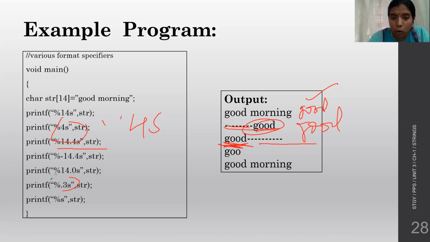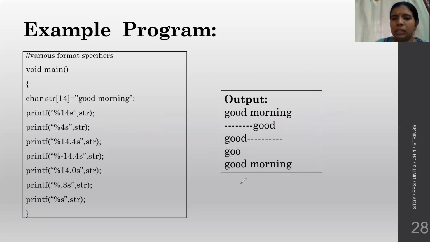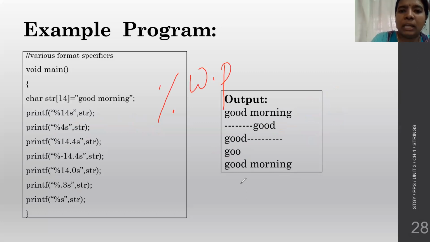Next is percentile 0.3s, which only prints the first 3 characters. The first 3 characters are GOO, so it just prints GOO. Next one is printf percentile s, str. It prints as usual good morning with no problem at all. So therefore the only thing that needs to be understood is percentile w.ps.